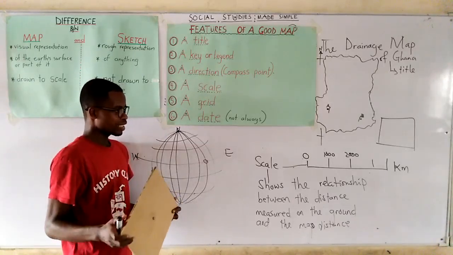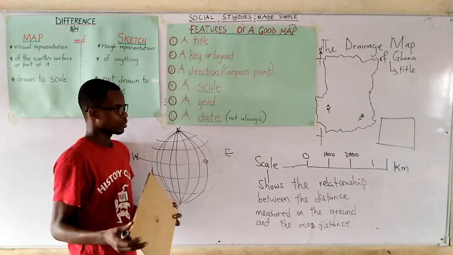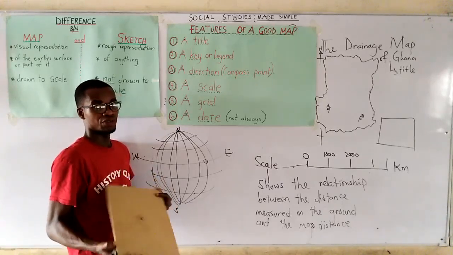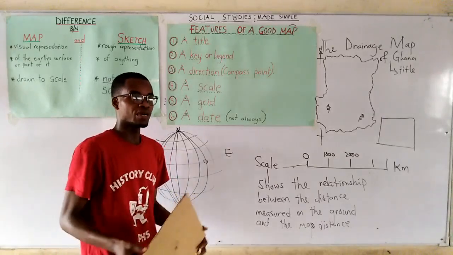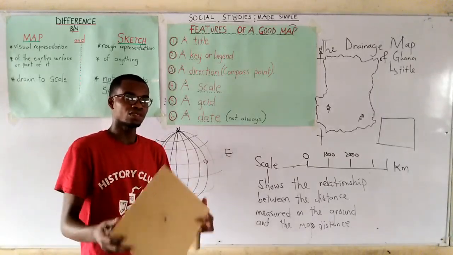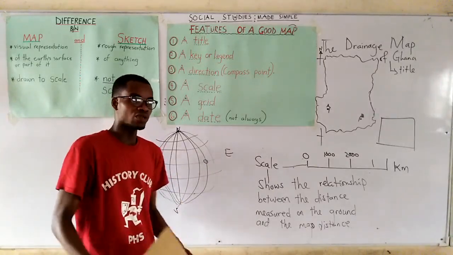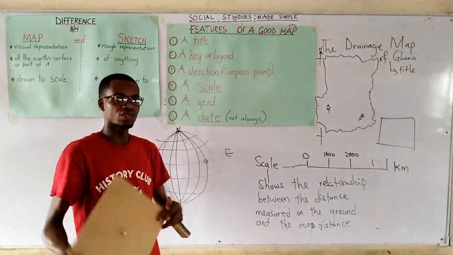Then a date, which is not always there. It is optional anyway. If you are drawing a historical map, maybe a map showing a colonial map, let's say the Gold Coast, where we have the Transvolta to Holland, Gold Coast colony, you see a date, you see a year over there showing the period.